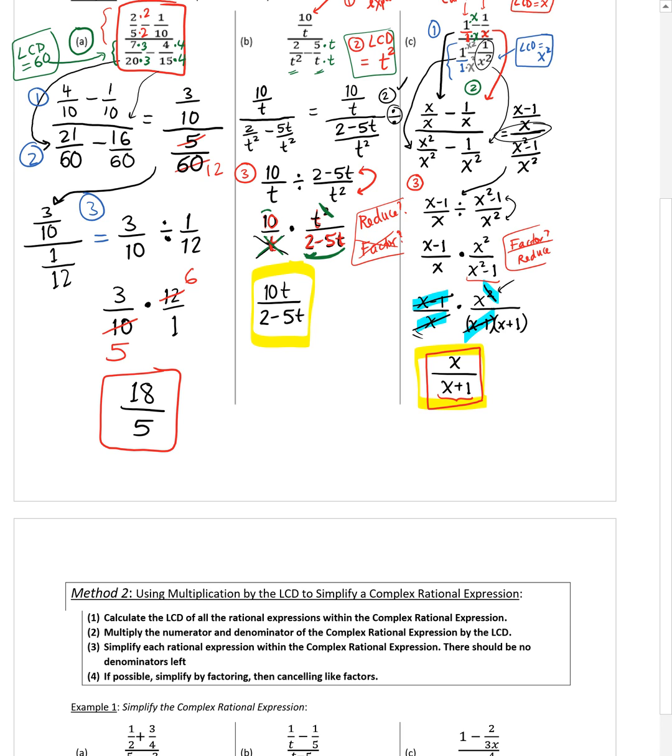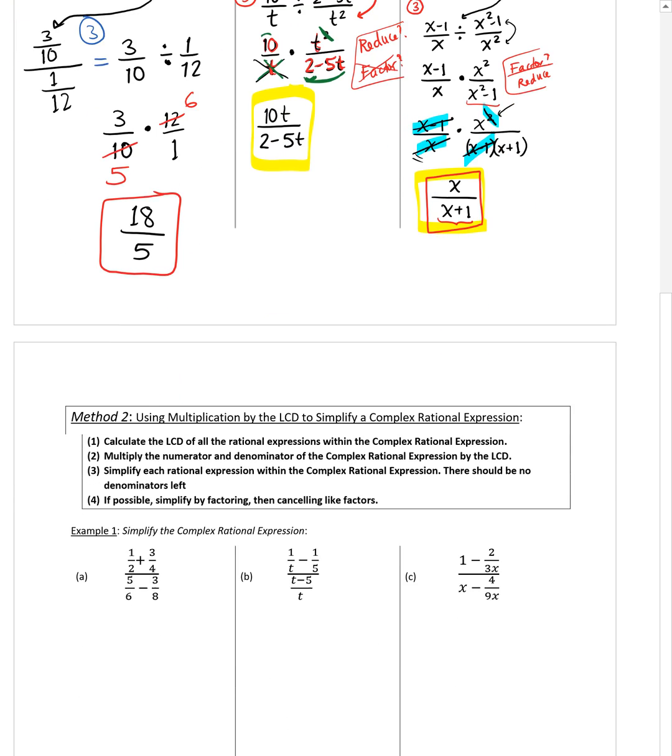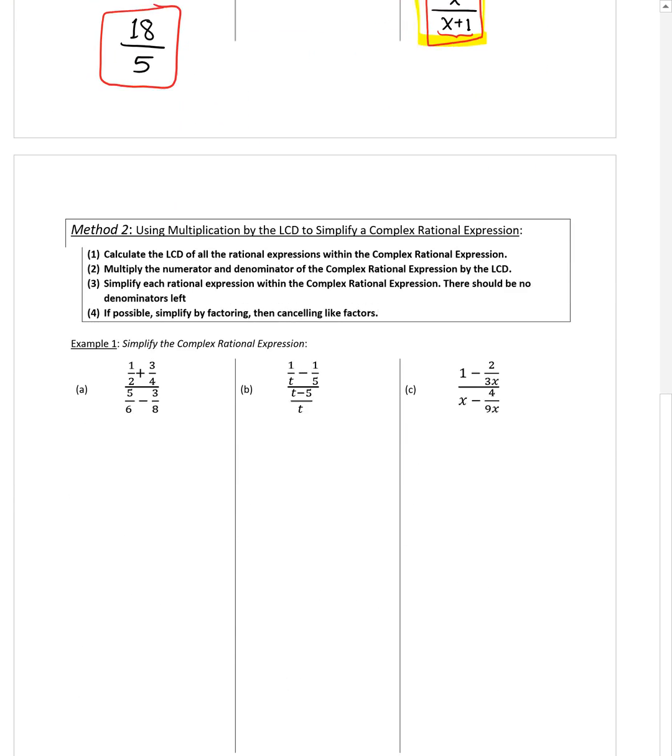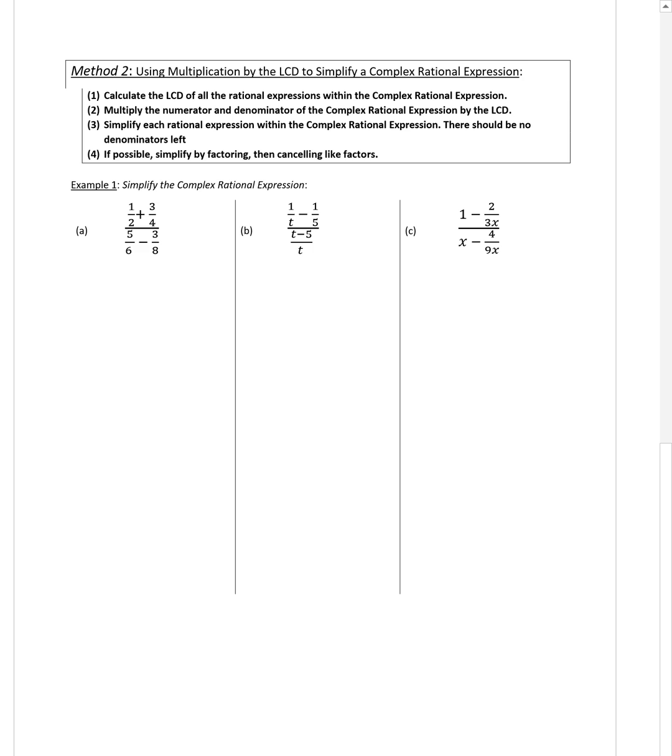Alright, so now I think we probably get the hang of the first method. It's kind of tedious, you're trying to combine little fractions. Once you combine the little fractions, you can think of the big fraction as division, and then finish the problem like we've seen before. We've seen dividing rational expressions before, so that's nothing new.